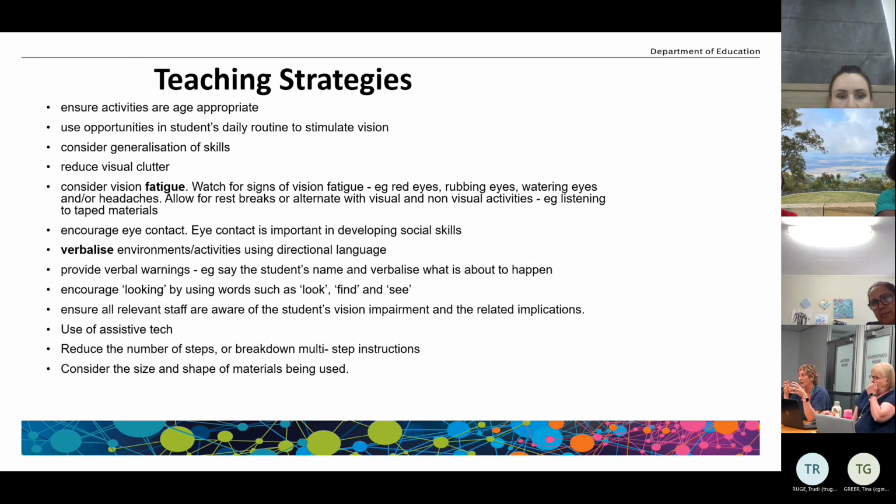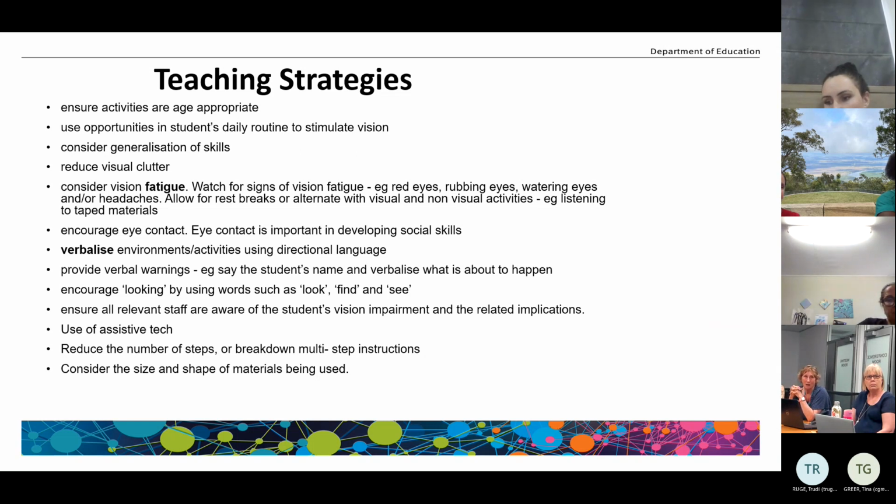And that's the same with seating in the classroom, you know, getting students to push their chairs in so there's not that chance of falling over and tripping into chairs. In teaching strategies, activities are age appropriate. Use daily routine to give a simulation of the vision. Consider generalisation of skills. Reduce that visual clutter.